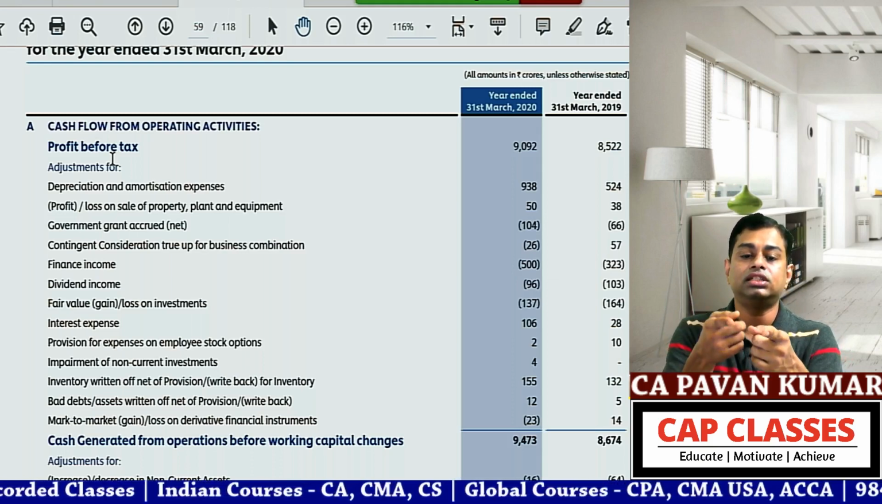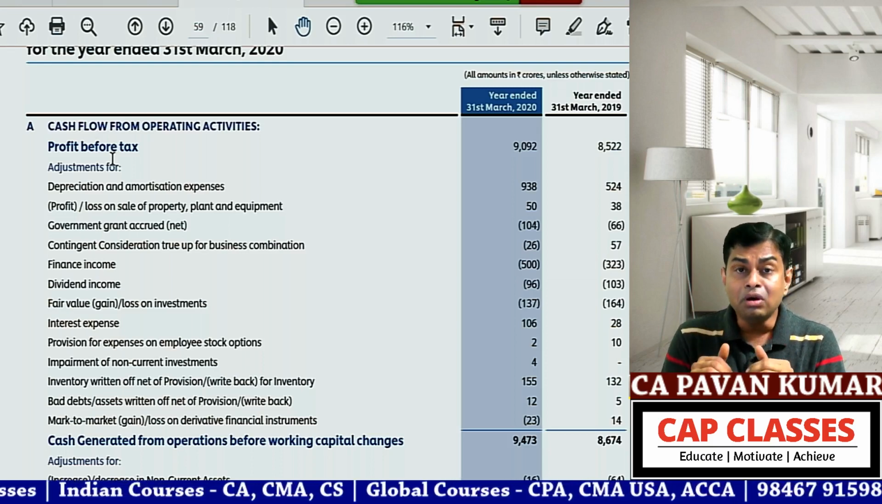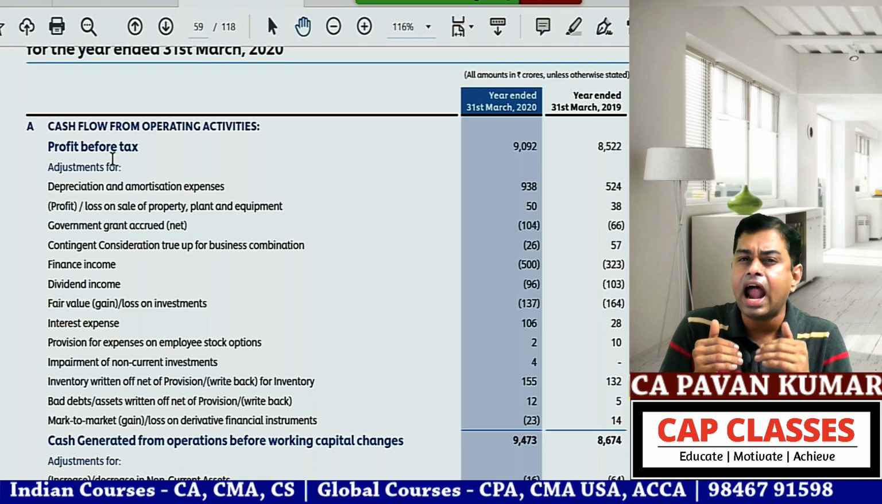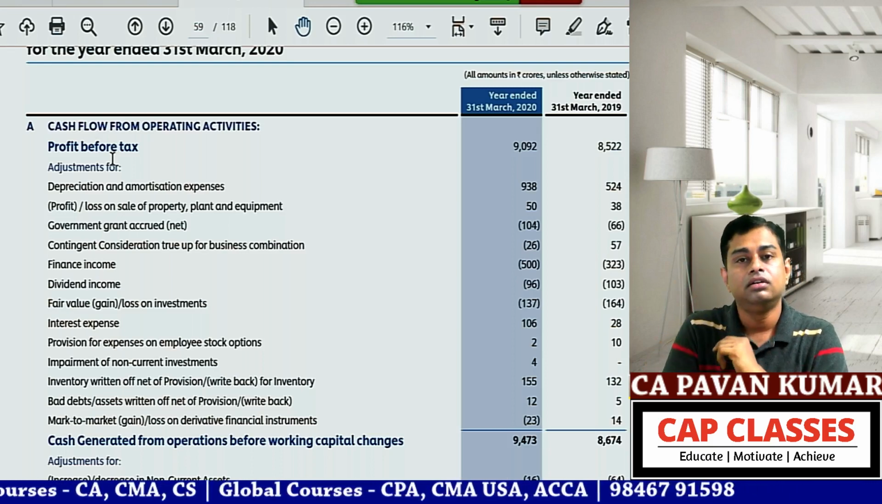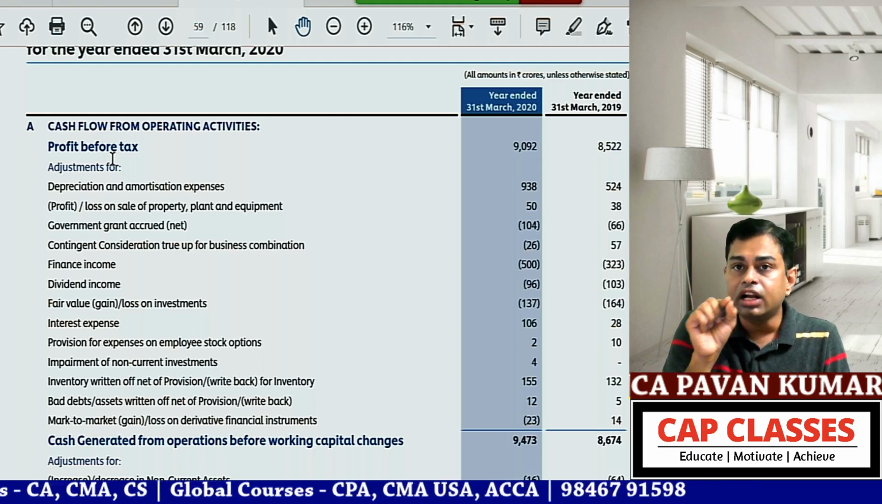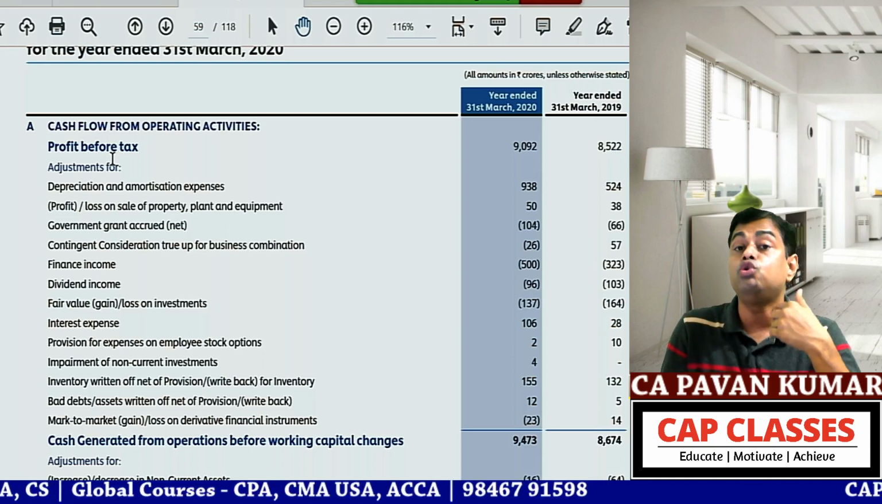But already that is in the first bucket. So what are we supposed to do? You adjust it here, add it back here, and you subtract it from the third bucket. In the third bucket, you will put interest paid in brackets, 10 crores. Why? Outflow.